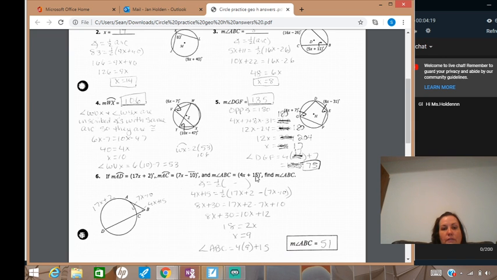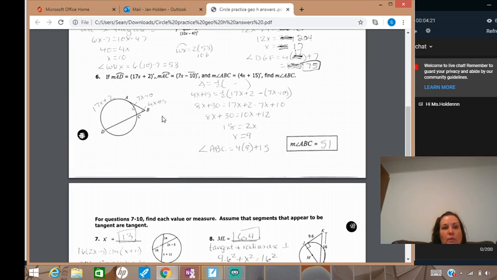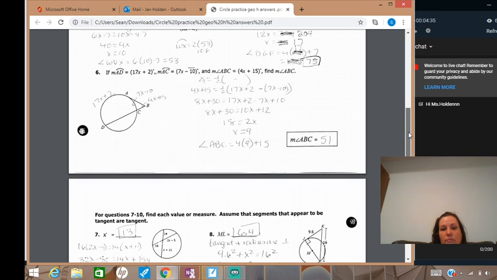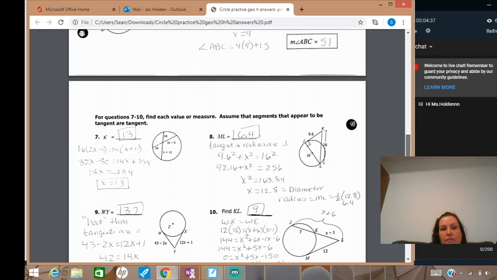And then, of course, we have the rest of our circle rules. When the angle is outside the circle, the angle is 1/2 the difference of the arcs. So I took the angle, which is 4x plus 15, and I set it equal to 1/2 the difference of the arcs. All right. Number 7, those are the chords. The segments of one chord multiplied equals the segments of the other chord multiplied.